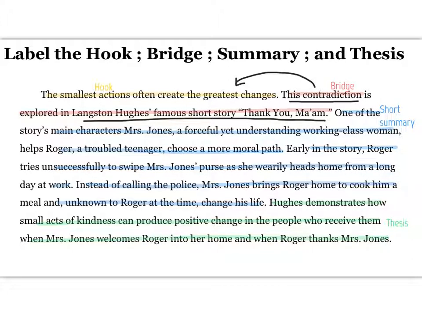Then the question in my prompt was, what was the theme of this story called Thank You, Ma'am? Well, I start with a claim. I have Hughes demonstrates how small acts of kindness can produce positive change. That answers the question, and it's something that's arguable. Then I have to make sure to identify the 2 reasons that exist in this thesis. Let's see, when Mrs. Jones welcomes Roger into her home, and when Roger thanks Mrs. Jones. So both of those things support this claim that's in my thesis.